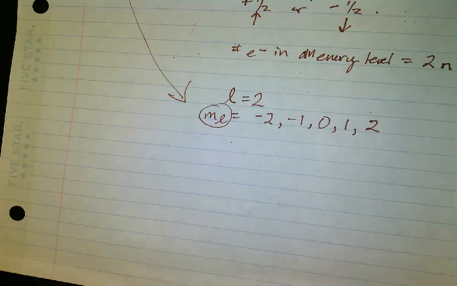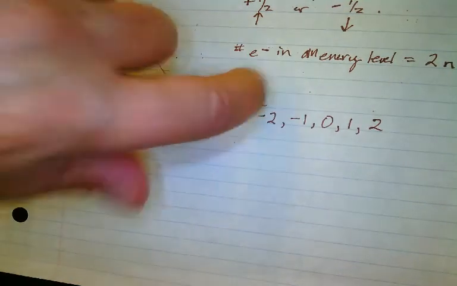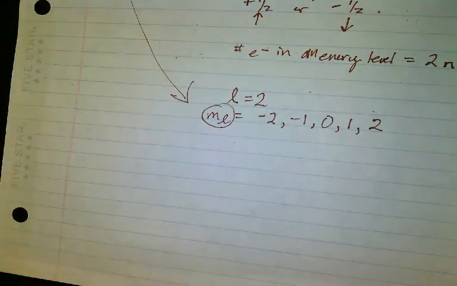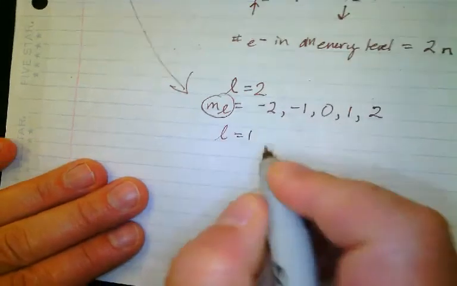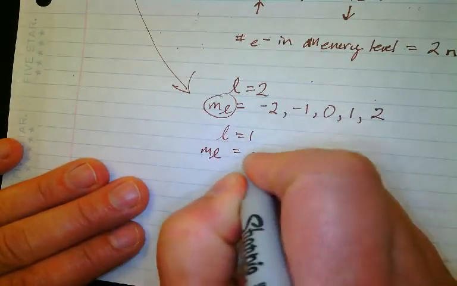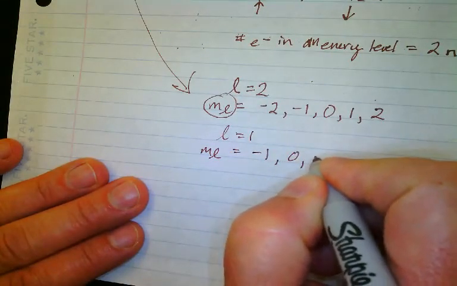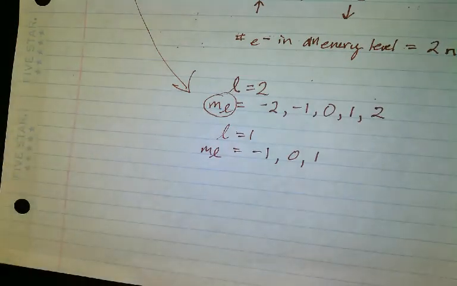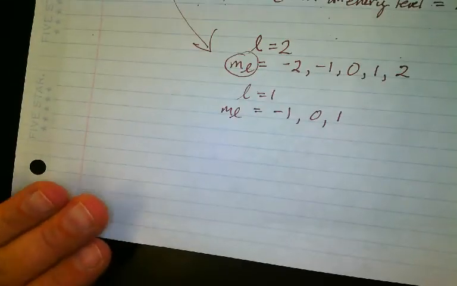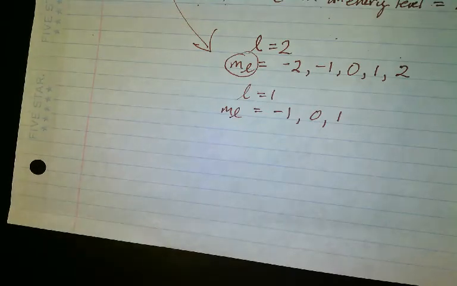So you always start at -2. You're always going to start at the negative of whatever the L is. So if I gave you L equals 1, what would you write? Negative 1, 0, 1. Okay? And this has to do with the orientation of the electrons in space.